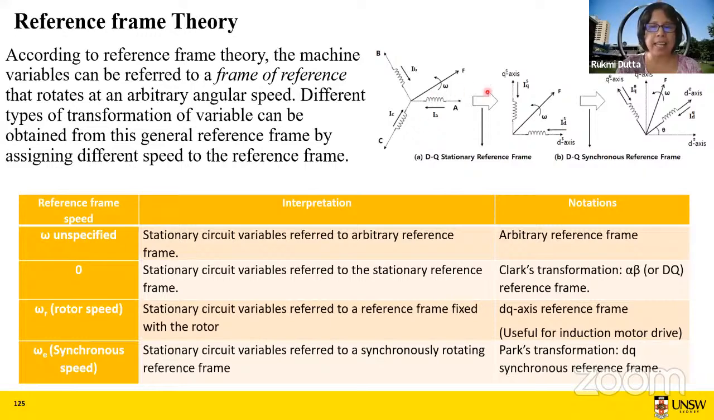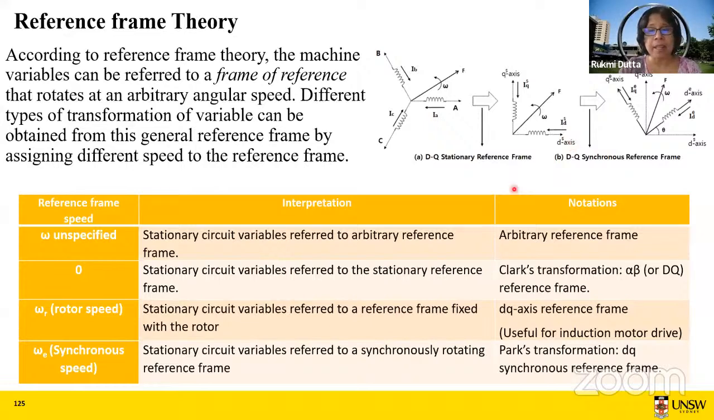Now, as I said, we can imagine we had three phases, but after applying the reference frame theory, we can convert it mathematically to two phases, our D and Q axis or D and Q windings. You can imagine them as two windings that could be attached either to the rotor or to the stator. If we consider that these DQ windings are attached to the stator, that means they are stationary, they are not rotating, then we get the stationary reference frame.